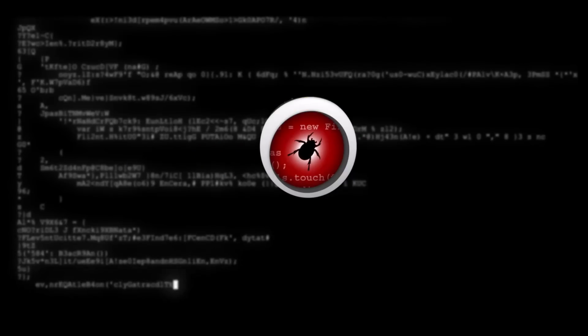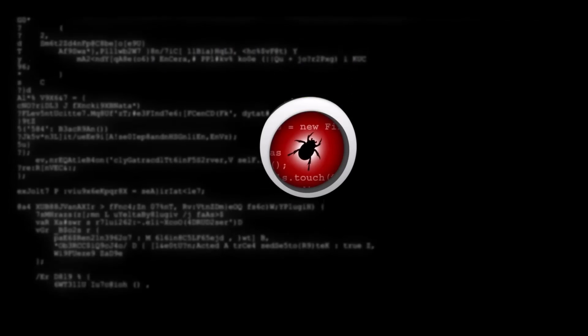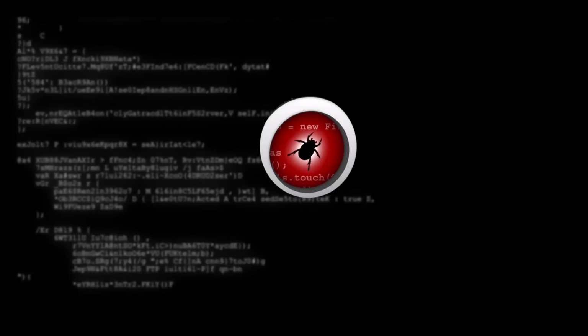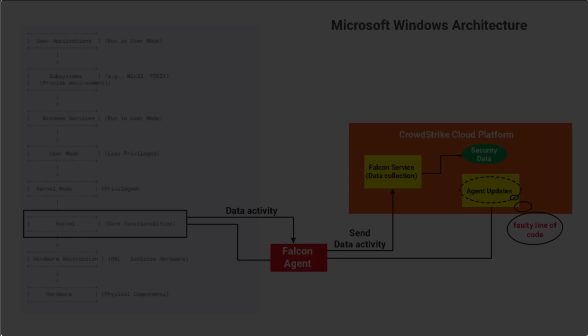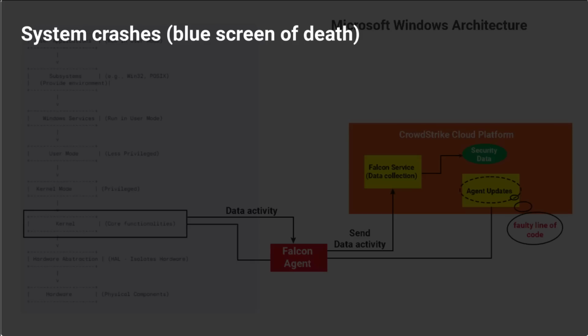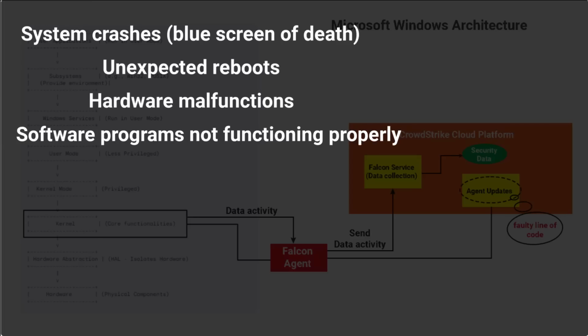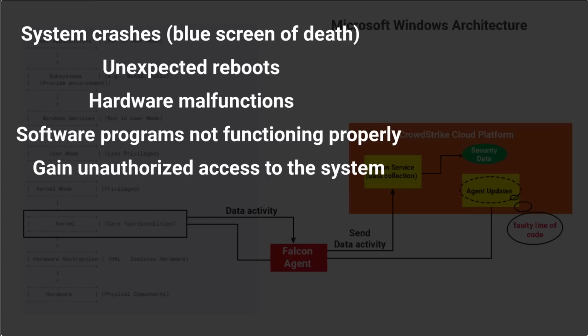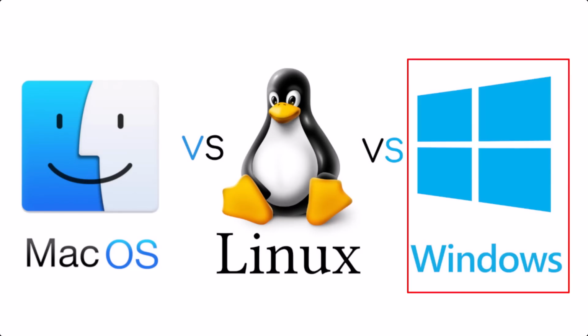As you all know, in the world of computer coding, a faulty line of code can create havoc. If the code contains an error, it can give the operating software incorrect instructions. These instructions could lead to various issues depending on the nature of the fault. Common consequences of faulty kernel level code include system crashes like blue screen of death, unexpected reboots, hardware malfunctions, or software programs not functioning properly. In severe cases, faulty code can create security vulnerabilities that could be exploited by attackers to gain unauthorized access to the system.